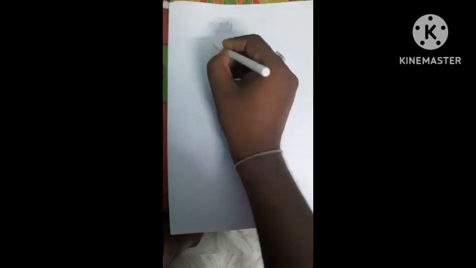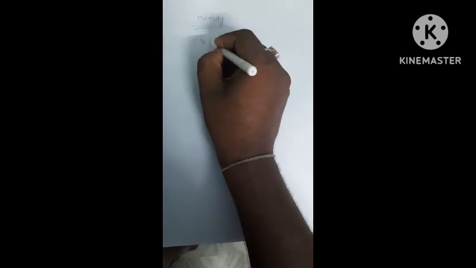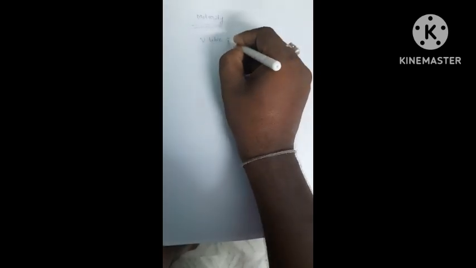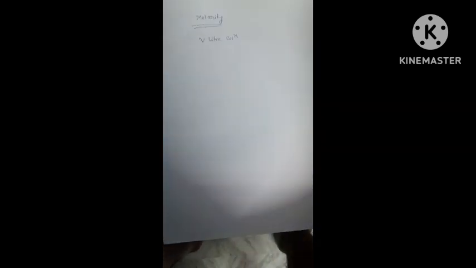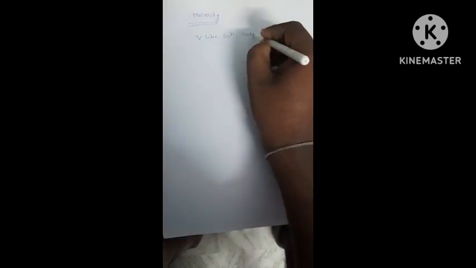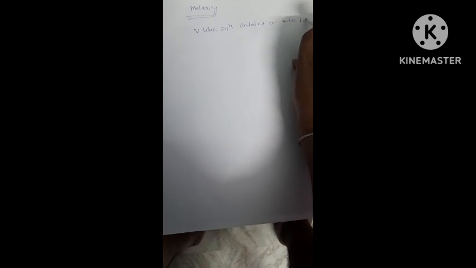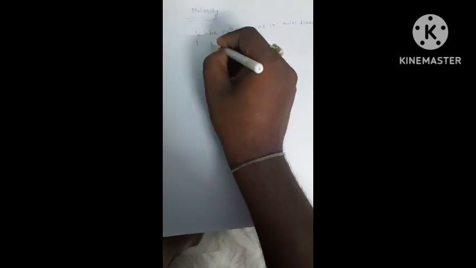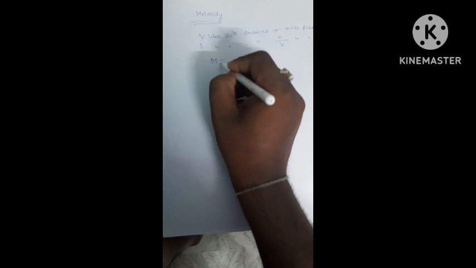Okay, so let us consider that there is a V liter solution, and this V liter solution contains n moles of solute. So 1 liter solution will contain how many moles of solute? N by V moles of solute. So by definition, this is the molarity.